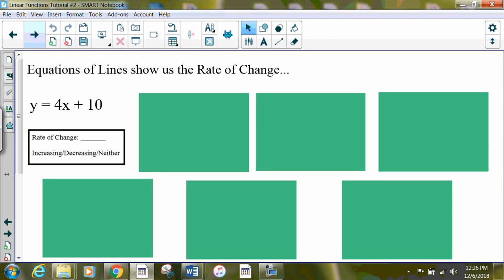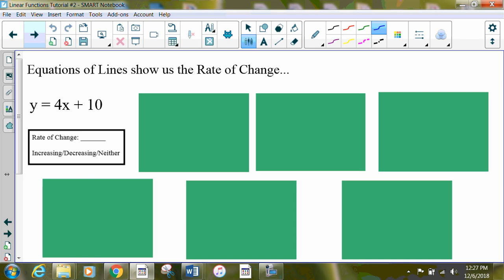When we look at an equation of a line like y equals 4x plus 10, it actually tells us some things. This equation, y equals 4x plus 10, is in slope-intercept form. We'll learn about that in a little bit. But what it gives us is the rate of change. We don't even have to do rise over run. All we have to do is look at the number that's right in front of the x, and that is our rate of change. So for this equation, the rate of change is 4.